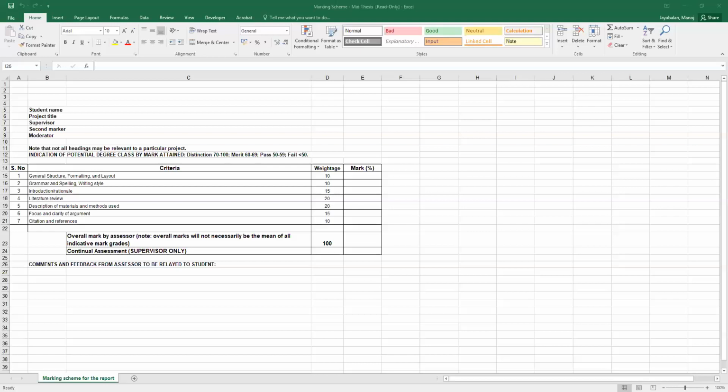The next question is from Kiran. What sections will be there in the final report? In your final report, you will have all the chapters starting from your abstract till the conclusion, whereas in your interim report it's only half, which is your abstract, introduction, literature review, and methodology.